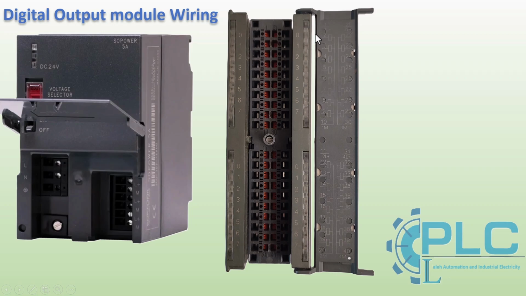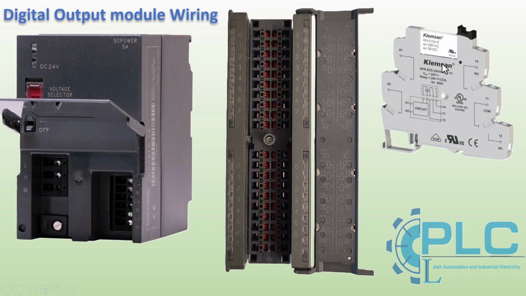Here are the key points to keep in mind. The module provides a positive voltage, plus 24 volts, on its outputs. One side of the load is connected to the module, while the other side, for example a relay coil, must be connected to the negative M terminal of the power supply. You cannot connect AC loads directly to this module. To control AC devices, you must use a 24-volt DC relay between the module and the AC load.